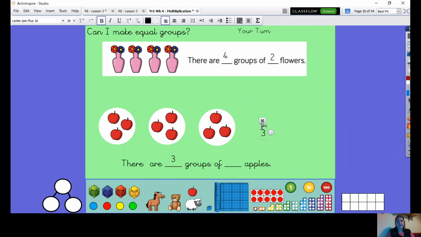Remember, we're not worrying about the total of apples altogether. We're just thinking about how many groups, how many apples are in each group. So there's 3 apples there, 3 there, 3 there. So each group has 3 apples in it.